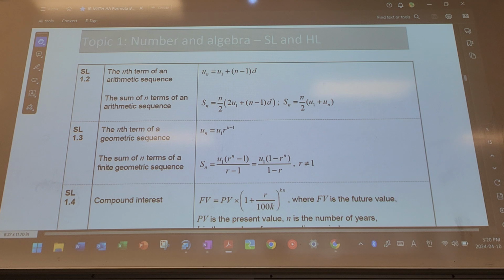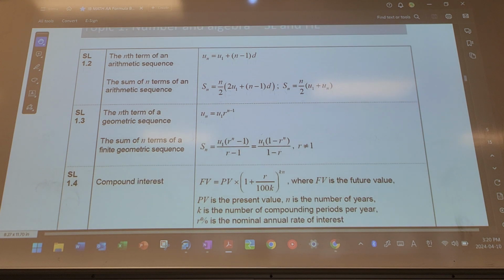Yeah. So when we say convergent, divergent, we're talking about the sum, right? Yeah. Okay. The sum converges or the sum diverges. Good question.